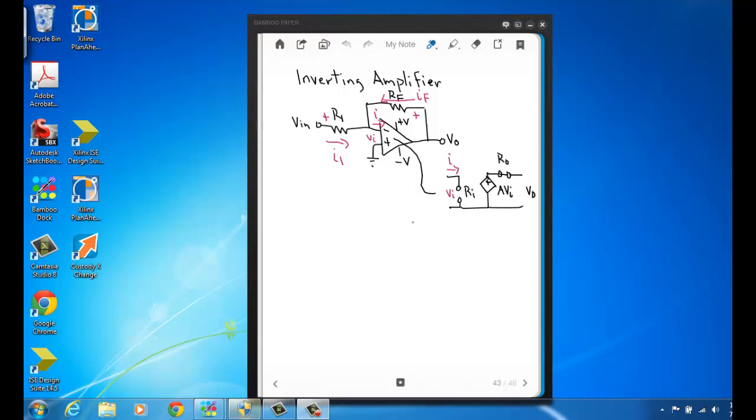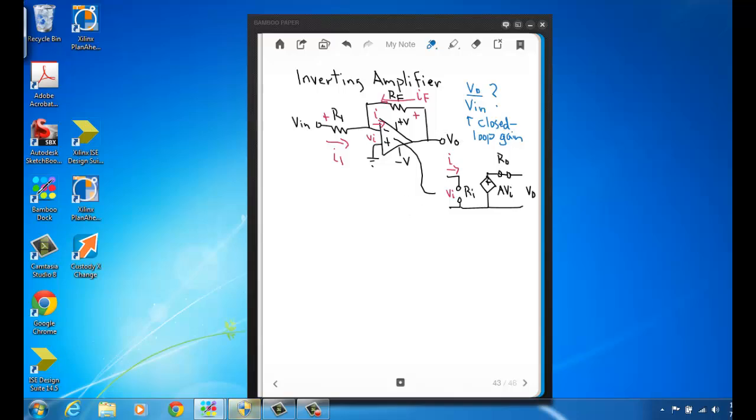So what we're going to do here is come up with an expression for V out in terms of V in. Often this relationship is shown as a ratio. So you see this is what we want to find, and this is called the closed loop gain.